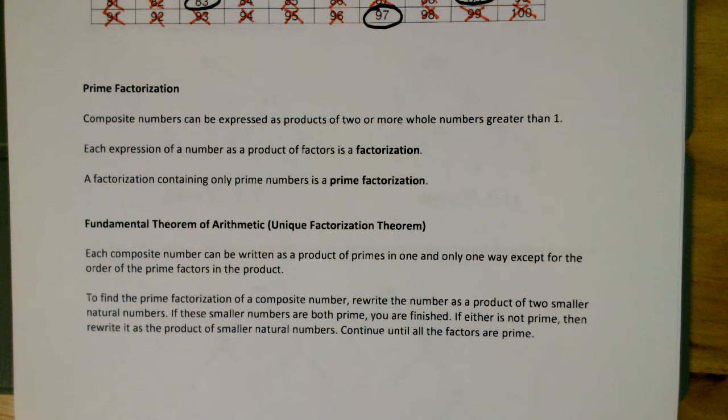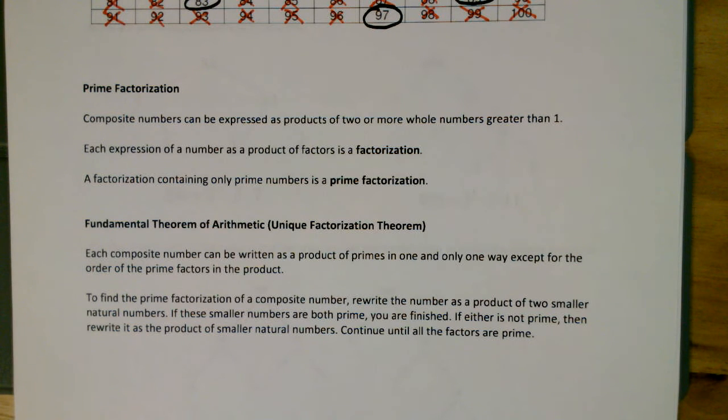Now, next is the fundamental theorem of arithmetic, which another name for it would be the unique factorization theorem. And the unique factorization theorem is this: each composite number can be written as a product of primes in one and only one way, except for the order of the prime factors in the product.